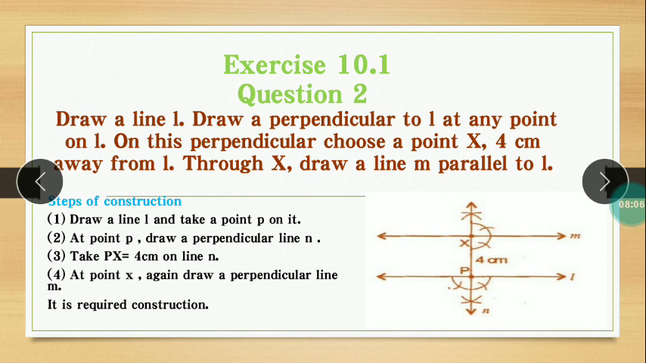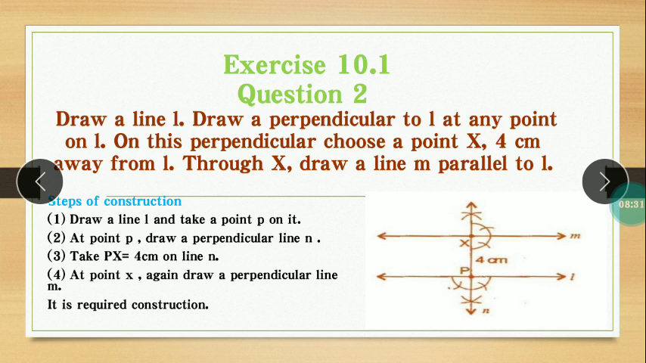On this perpendicular, choose a point X, 4 cm away from L. Through X, draw a line M parallel to L. So first we draw a line L using a ruler, and now take a point P on L. At point P, draw a perpendicular line N.